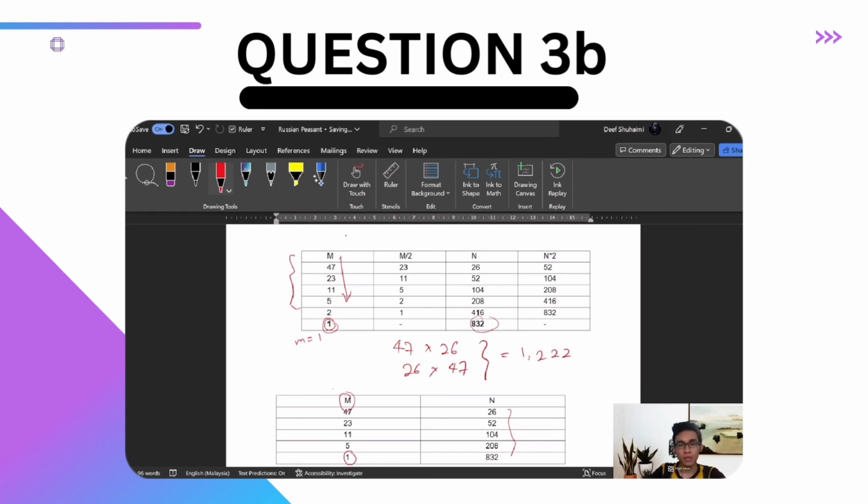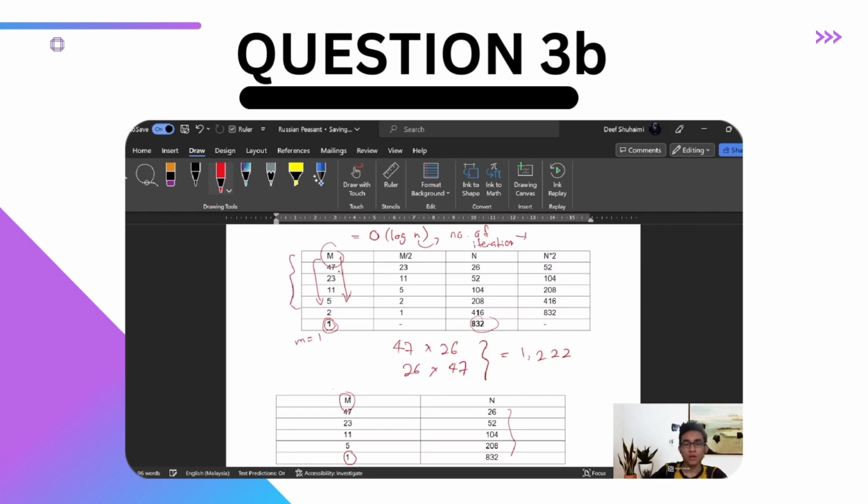I forgot to mention that the Russian peasant algorithm's time efficiency is big O log n. n is the number of iterations. The number of iterations refers to the number of times that the first number goes through the halving process.